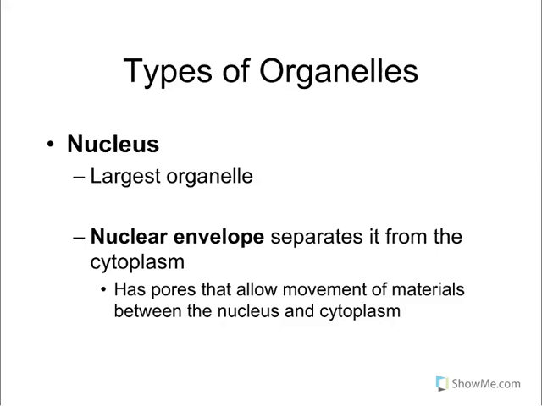The first is the nucleus. The nucleus is really important. Remember, this is one of the three things that every cell has. The nucleus is by far the largest organelle, the largest thing inside the cell. Around the nucleus, we have the nuclear envelope.